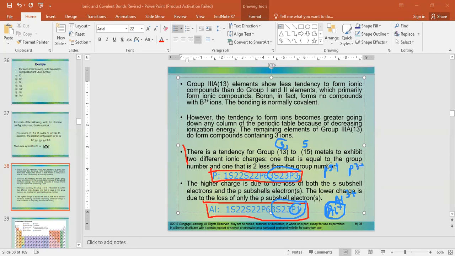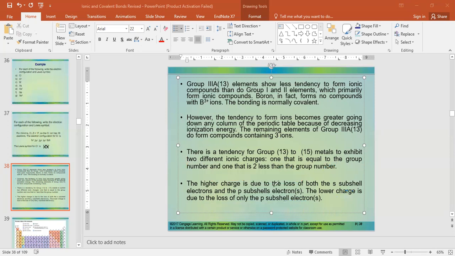Now, this is a nonmetal, but I want to mention that sometimes you may force nonmetals to behave as cations, to behave as metals, depending on the oxidation conditions that you provide to them. So the higher charge is due to loss of both the S subshell electrons and the P subshell electrons, while the lower charge is due to the loss of the P subshell electrons only. That one I have explained.